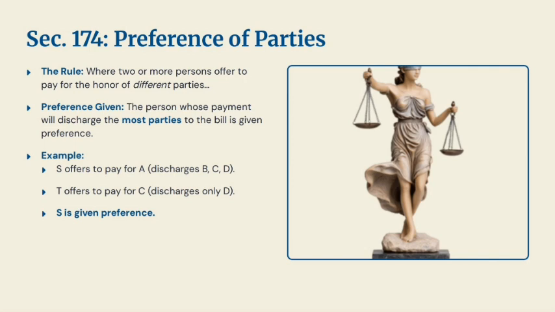Section 174. Preference for party. This is the rule where two or more persons offer to pay for the honor of different parties. Preference given: the person whose payment will discharge the most parties to the bill is given preference. Example: S offers to pay for A, which discharges B, C, and D. T offers to pay for C, which discharges only D.